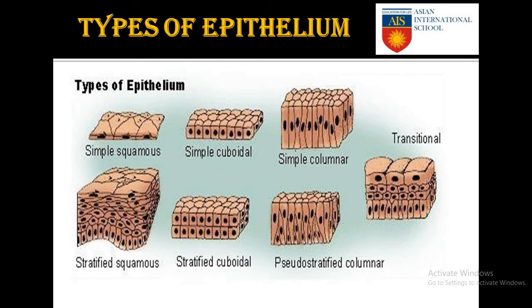Now, as I told you, these are the different types of epithelium: squamous epithelium, cuboidal, columnar, and transitional. So you can see simple squamous, stratified squamous; simple cuboidal, stratified cuboidal; simple columnar, pseudostratified columnar, and transitional. You can see that the intercellular spaces are absent. Columnar is pillar-like and the other is flat.